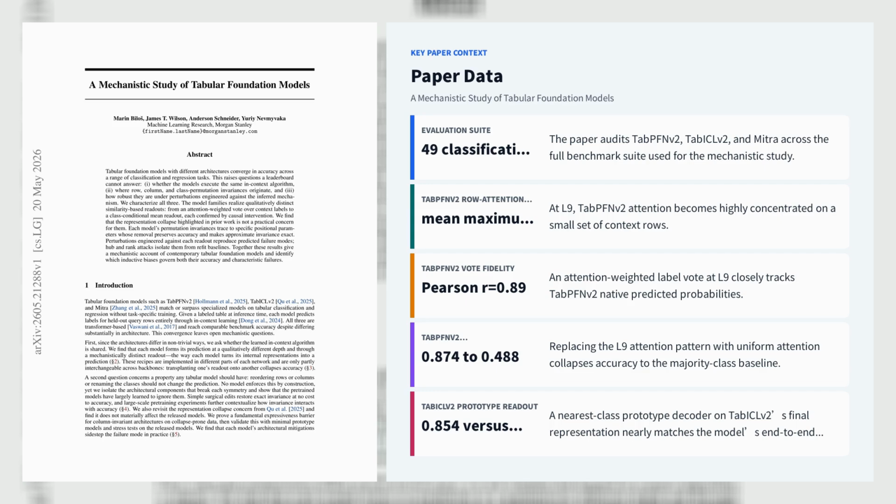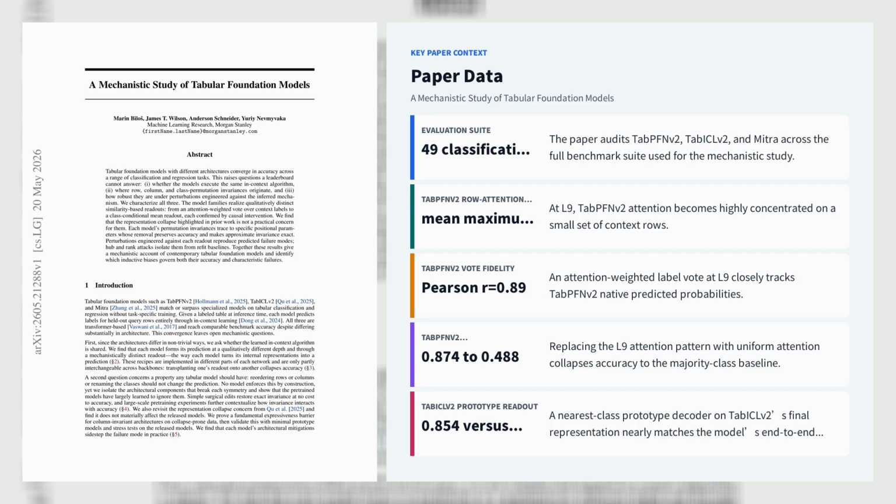The authors also identify cheap symmetry fixes. Zeroing TabPFNv2's positional matrix W or removing rho P from TabICLv2 makes column invariance exact with no accuracy loss, and a 1-vs-all wrapper yields exact class order invariance. Finally, mechanism-grounded attacks confirm the inferred circuits.